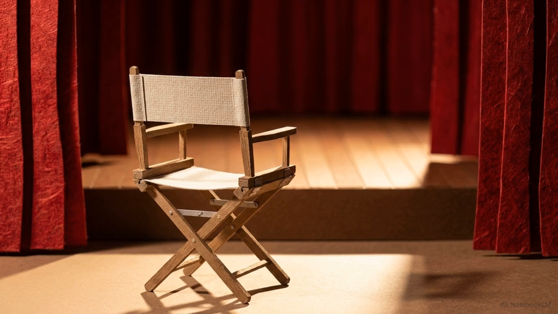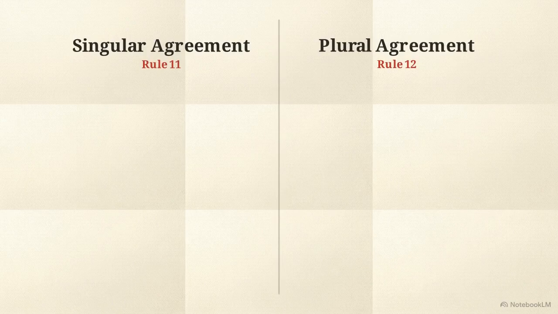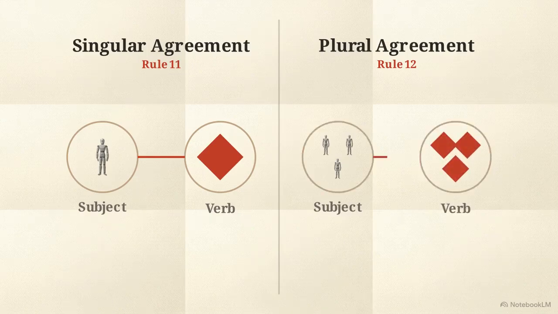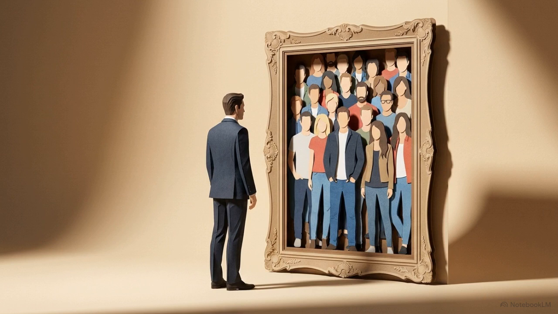Now that the camera is set, we need to direct the actors on stage. These are your nouns. The choreography is simple matching. A solo actor performs a solo routine, taking a singular verb. A group of actors performs a group routine, taking a plural verb. But every director eventually has to deal with tricky actors, words that look like a solo act but behave like a group, or vice versa.